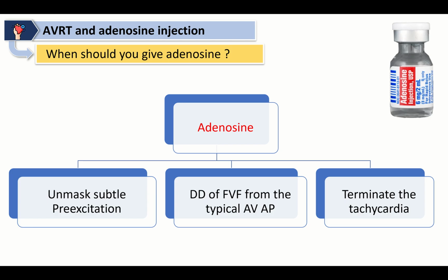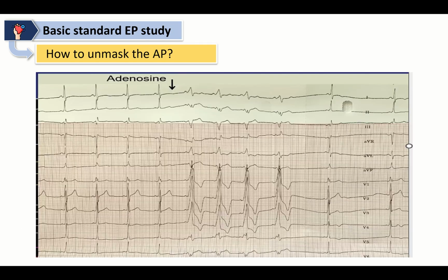So, golden rule. What is the use of adenosine in accessory pathway? We have 3 clinical scenarios where we should use adenosine. First one, unmask subtle pre-excitation. Number 2, differentiate the typical AV accessory pathway from another rare atypical accessory pathway called fasciculo-ventricular accessory pathway. Finally, terminate SVT and reach the diagnosis. First clinical scenario, give adenosine to unmask accessory pathway. We know about this and the rule of adenosine.